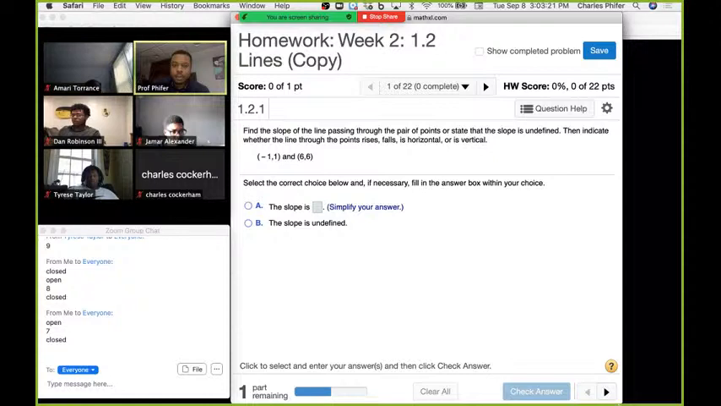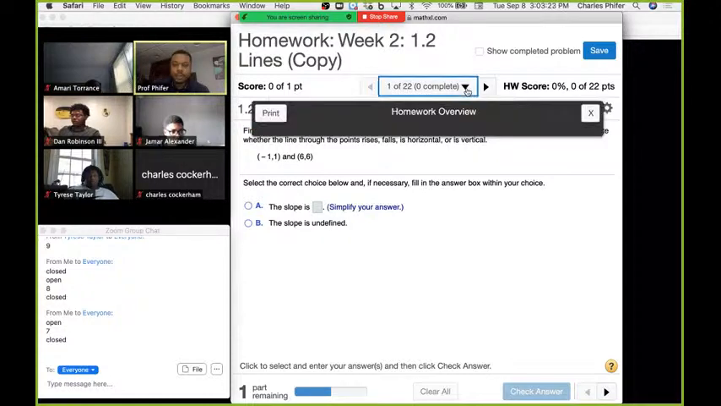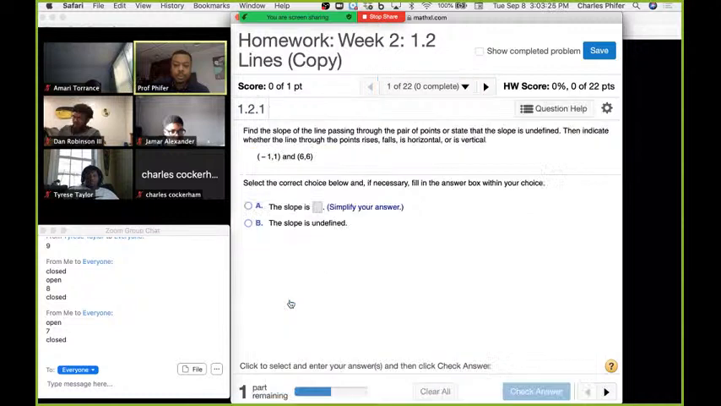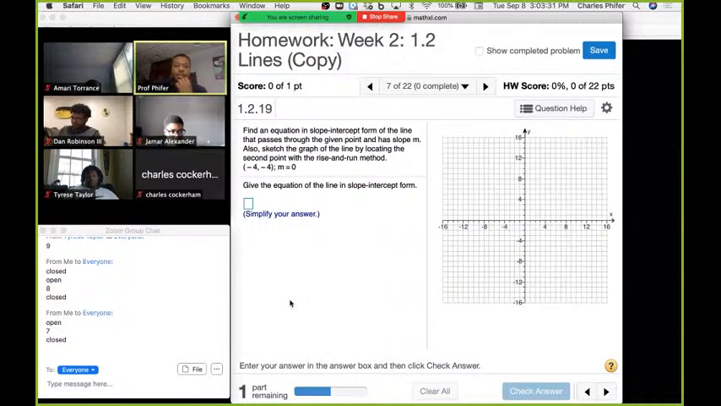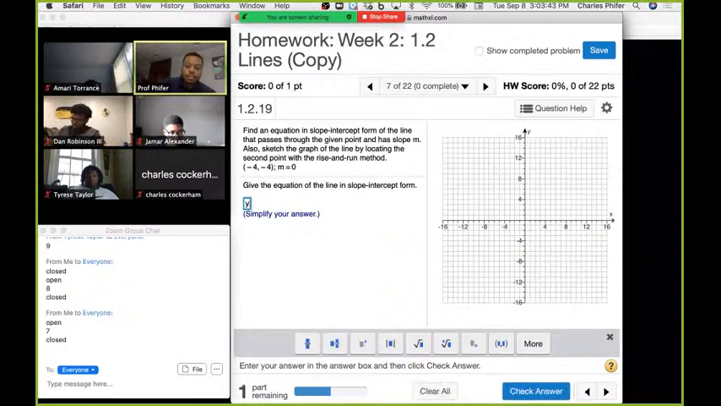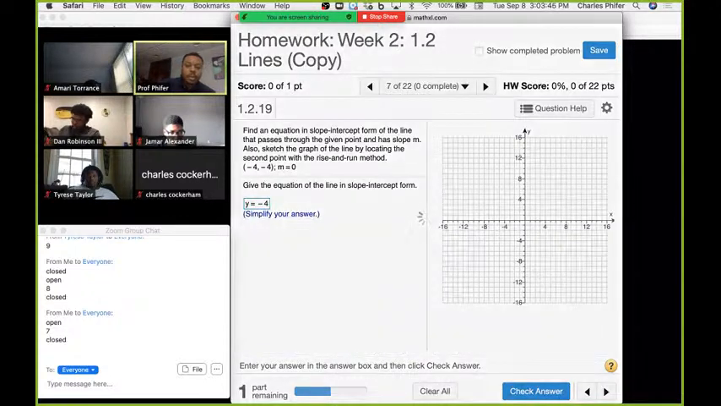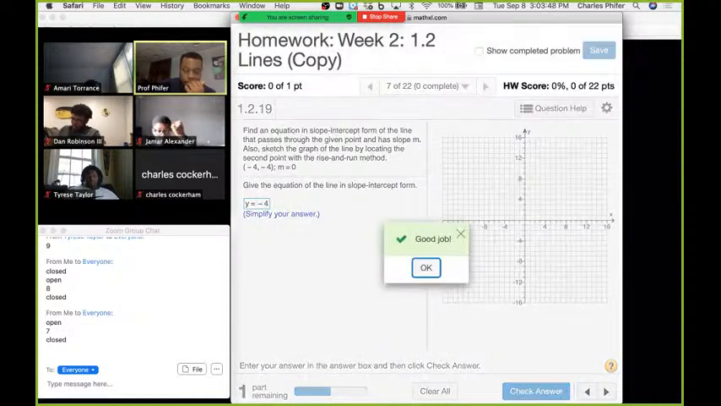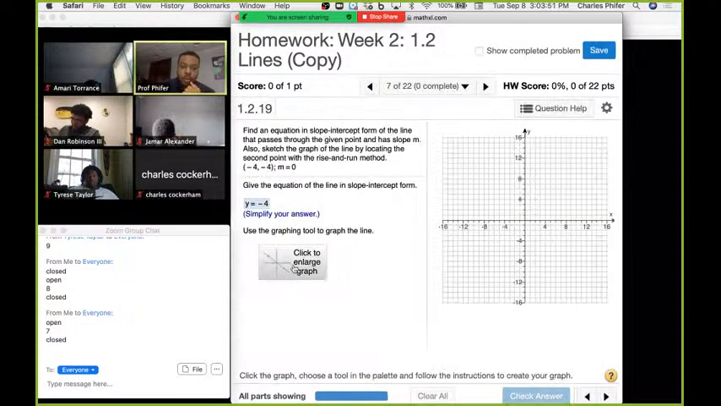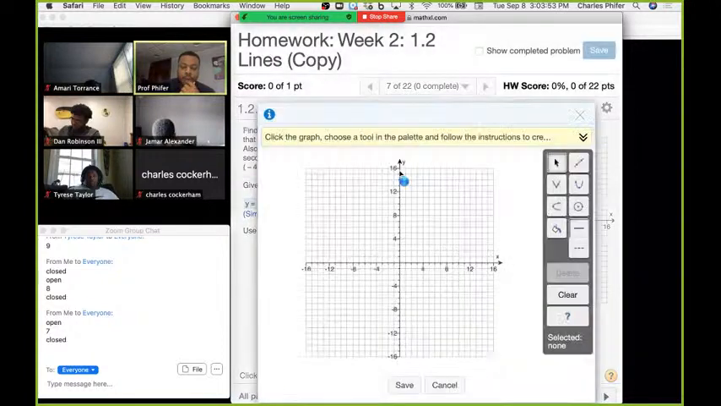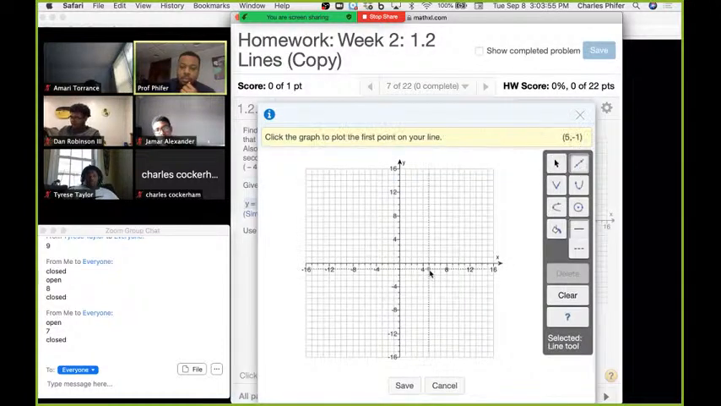All right. So let's go to number 7. Find the equation in slope-intercept form that passes through the given points and has the slope m. Well, if the slope is 0, that means it's just going to be y equals -4. Nothing to calculate there. It's just going to be a horizontal line through y equals -4.